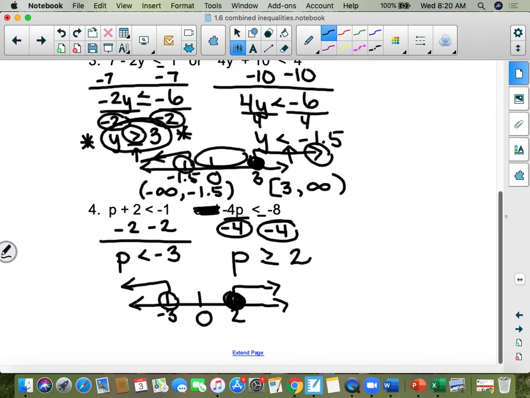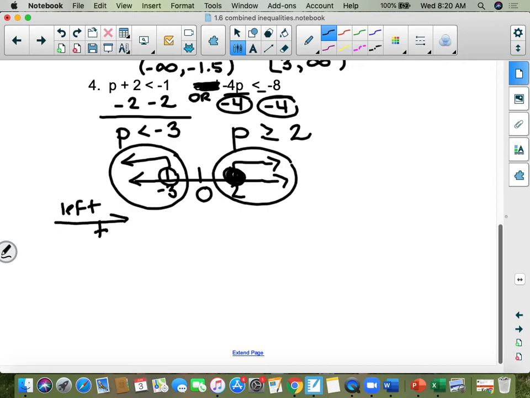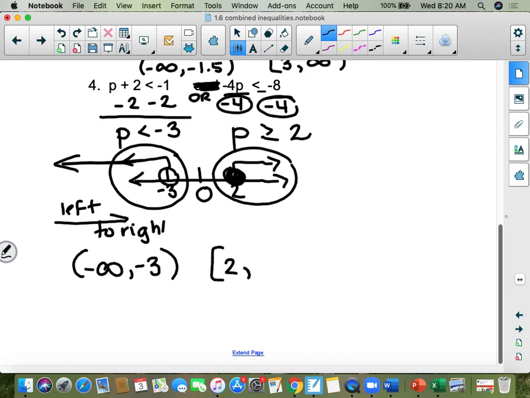This was supposed to have been an or, not an and. The answer has to have 2 because you have one shaded area and another shaded area, and you're always starting from left to right. So my first answer is negative infinity to -3 with a parenthesis, and then it's going to pick up at 2, and it has to be a bracket because it's a closed circle, to positive infinity.